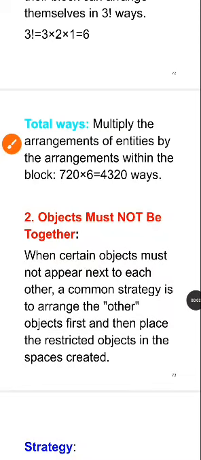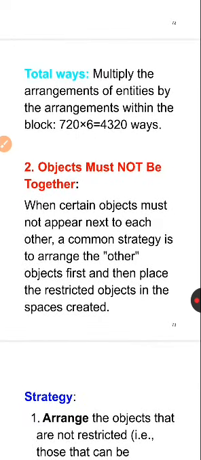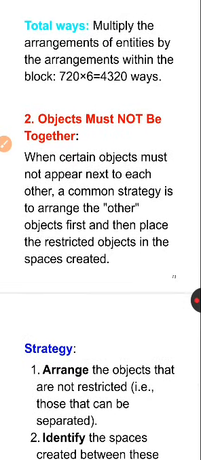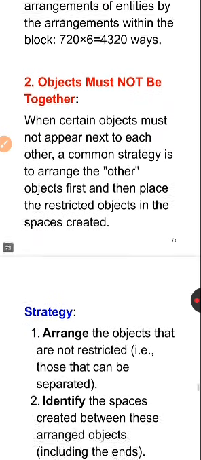In this lesson, we are going to talk about a second condition known as objects must not be together. When objects must not be together under conditional permutation, how do we go about it? Now let's proceed. When certain objects must not appear next to each other, a common strategy is to arrange the other objects first and then place the restricted objects in the spaces created.